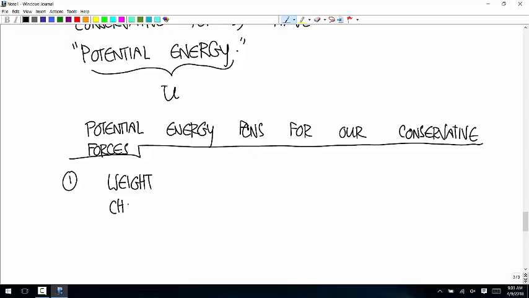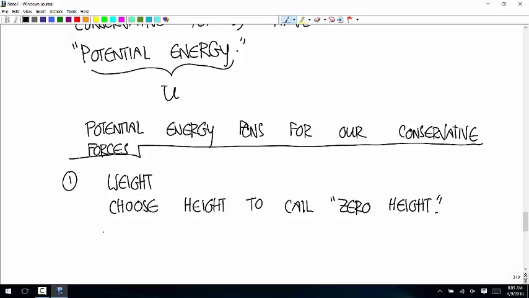Choose a height to call your zero height. You get to choose that. If you want the ground to be what you call zero height, the center of the earth, the sun, whatever, you get to choose a zero height. Then the potential energy due to the weight is equal to the mass of the object times 9.81 meters per second squared times the height relative to your zero height.